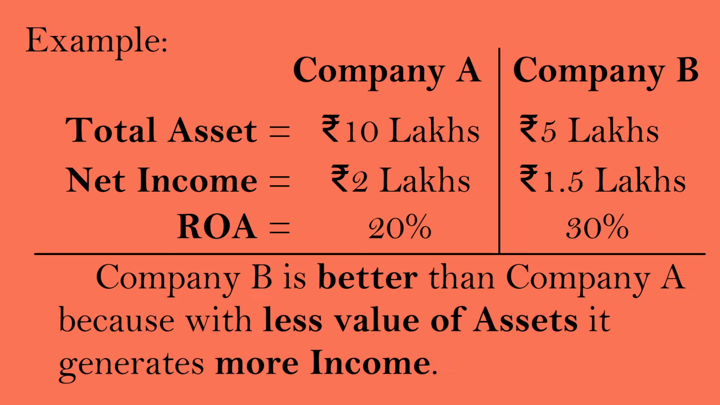From this example, company B is better than company A because with less value of assets, it generates more income. Remember that a manufacturing company needs more assets but a service provider needs fewer assets. So, ROA is used to compare companies of the same sector.